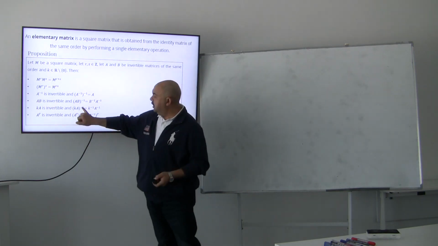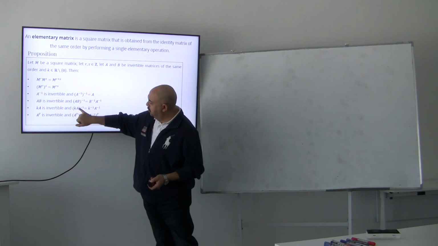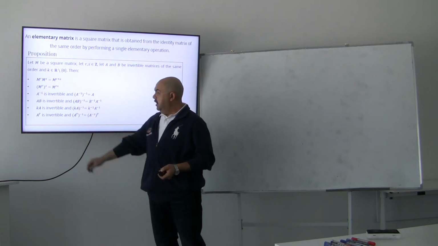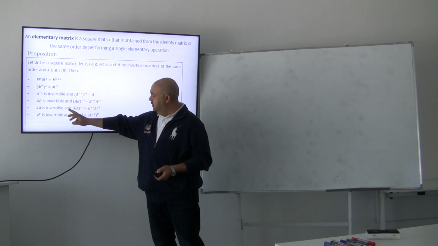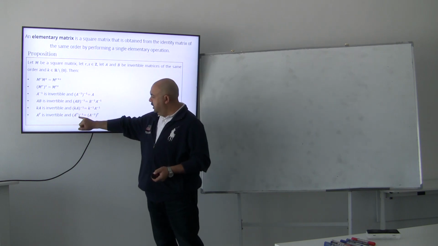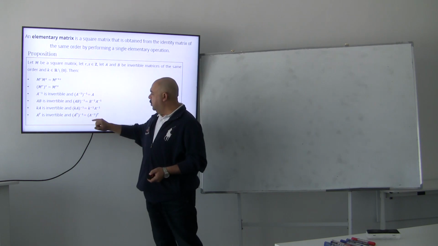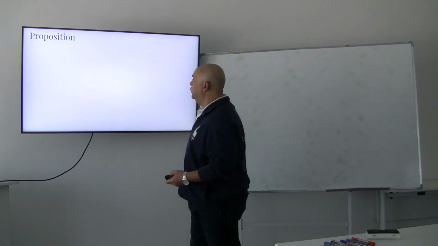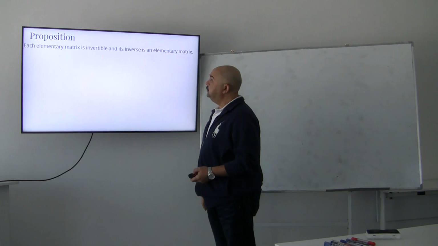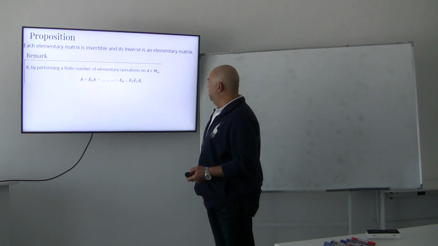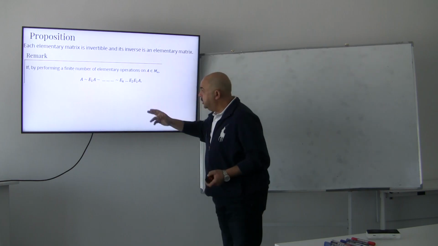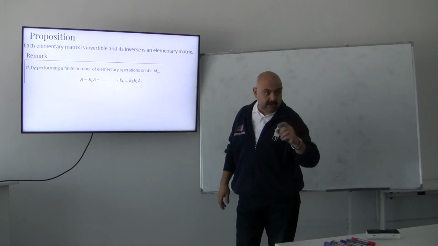So if you can take a common factor from all the elements of the matrix, it can go outside as k^-1. If A transpose is invertible, it means that (A^T)^-1 equals (A^-1)^T. Both of them are exactly the same. Each elementary matrix is invertible, and its inverse is an elementary matrix, and we already saw that in the previous slides.